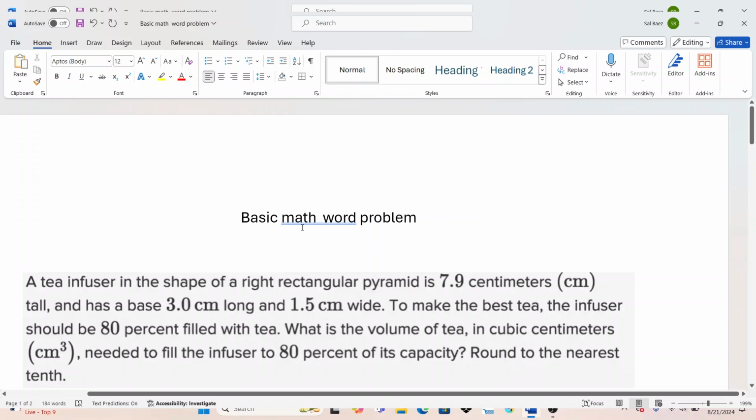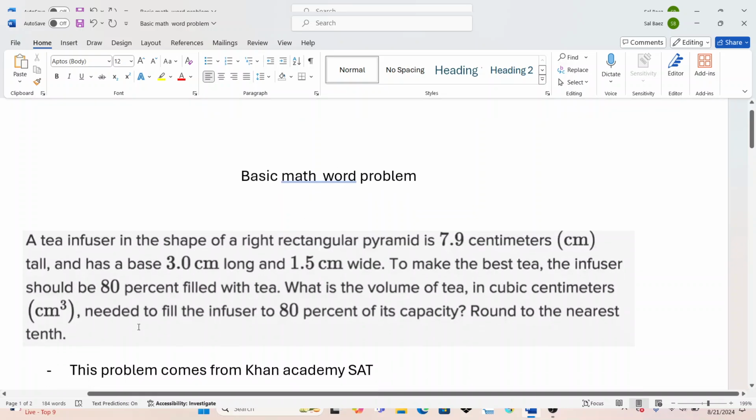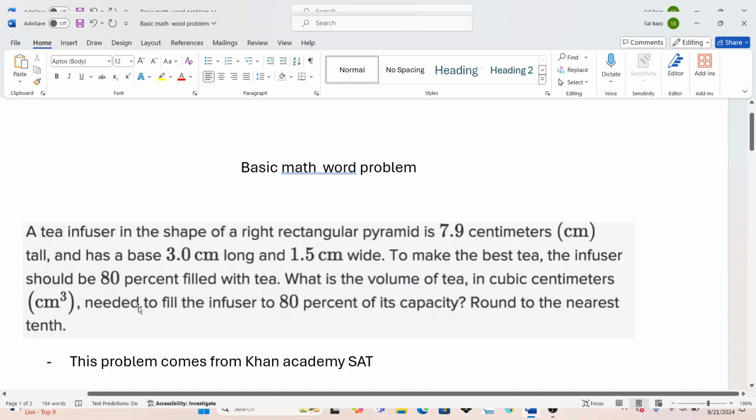So this is a basic math word problem. And this problem is not from me, it's from Khan Academy. I think it's called Khan Academy SAT. I'll provide a link for that too. But again, this does not come from me. I got it off of Khan Academy. I'm just going to do it a little bit differently.